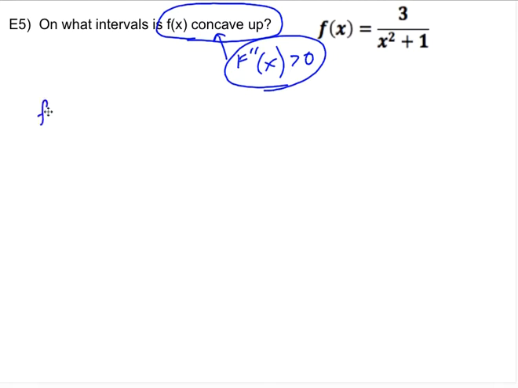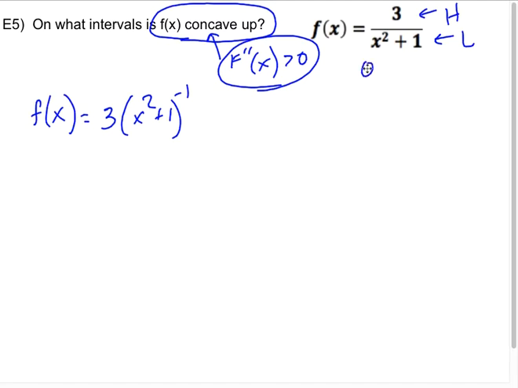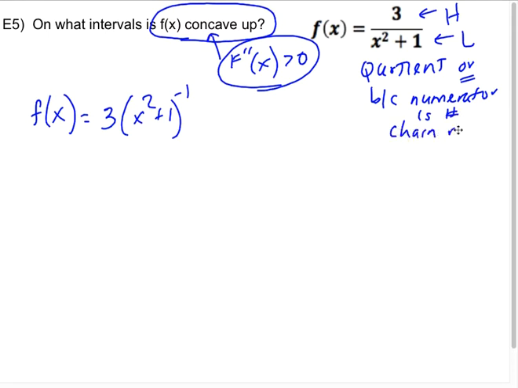So I'm going to rewrite my f of x as a 3 times this x squared plus 1 to the negative first. I could do this as a quotient rule with the high and the low. I could do that, right? So I could do a quotient, or because the numerator is just a number, I could do the chain rule, and that's what I'm going to do. So I pick this, you do what you want. I'm going to argue the chain rule is easier, especially because all I really care about finding is f double prime, and this makes f prime a lot faster.